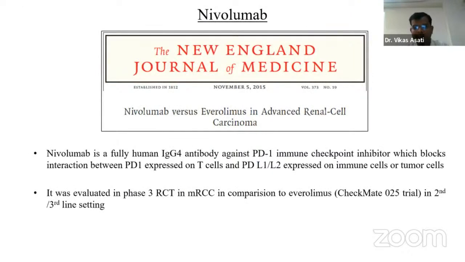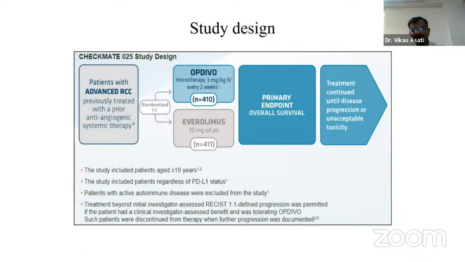Coming to the nivolumab, the trial was just published when I joined my first year DM course. In this trial, metastatic RCC patients who had received at least one prior line of therapy were randomized to nivolumab at a dose of 3 mg per kg every 2 weeks versus everolimus, and the primary endpoint was overall survival.